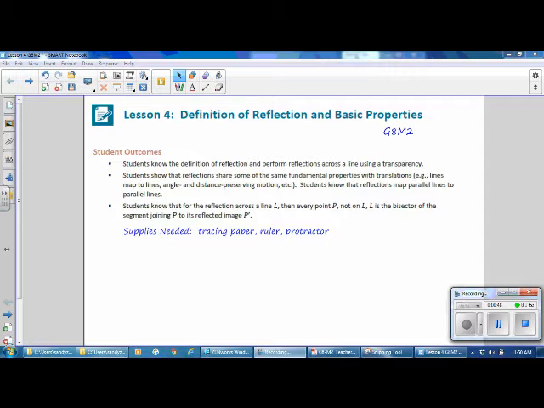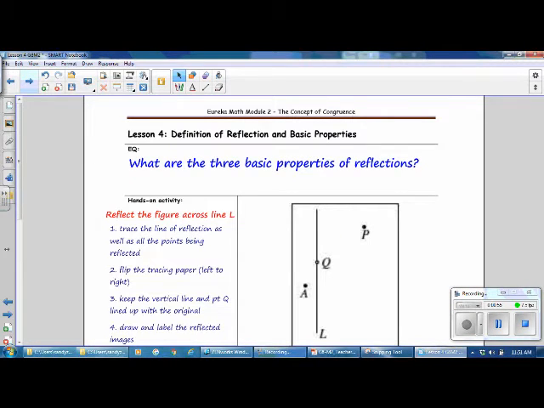For this lesson, you will need tracing paper, ruler, and a protractor. The essential question for this lesson is, what are the three basic properties of reflections? Take a moment and copy the directions to reflect a figure across line L.